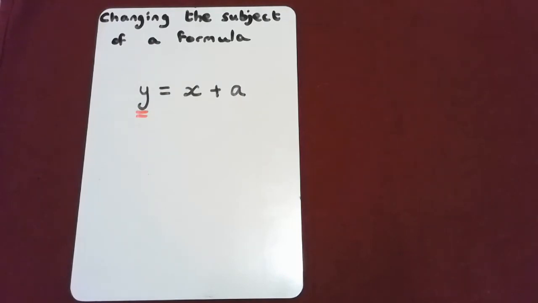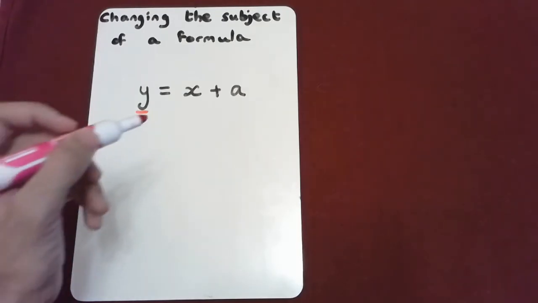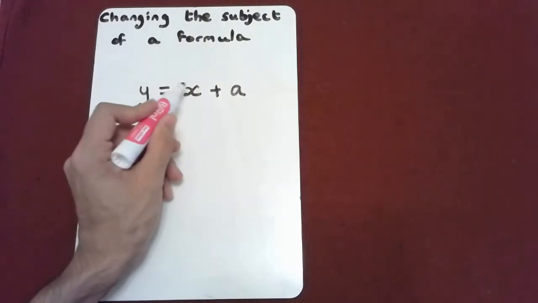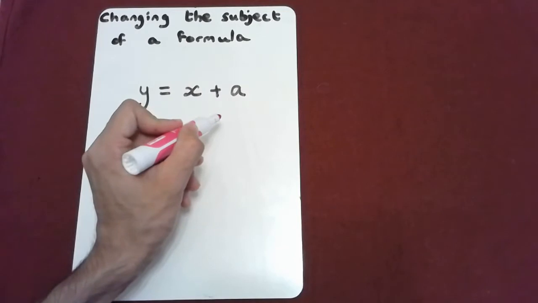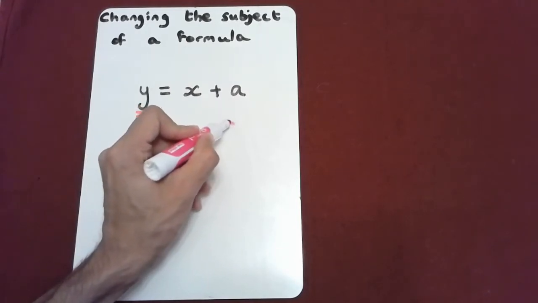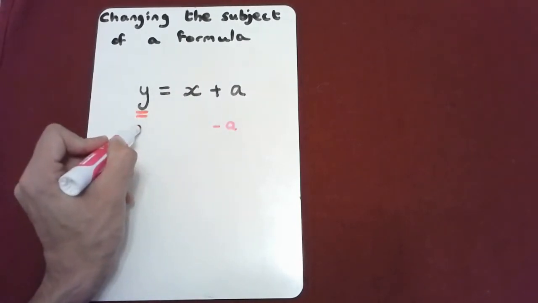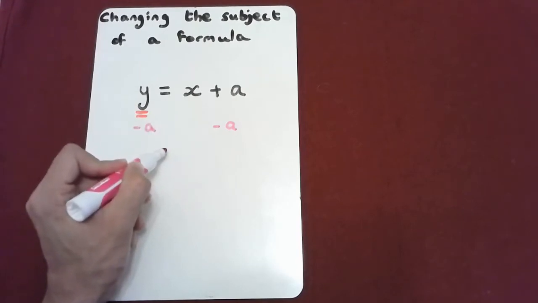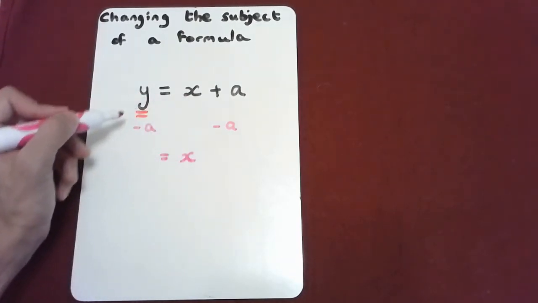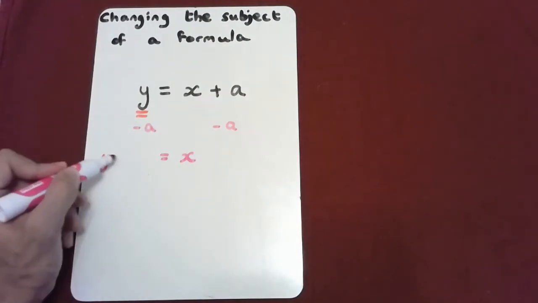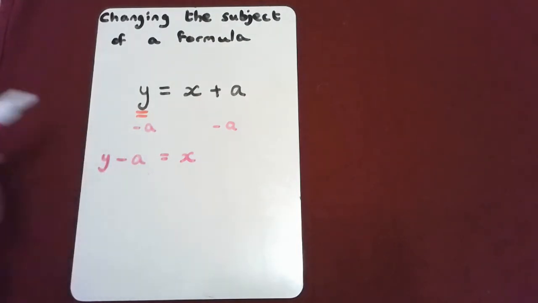Now, if I want to change the subject of the formula, I need to get one of the other letters on their own. And we do this the same way we solve equations. If I wanted to make x the subject, I need x on its own. x is currently with this plus a. So to get rid of plus a, we take away a from both sides. And if we take away a from both sides, we're left with x on its own is equal to y take away a, which we just write actually as y minus a.